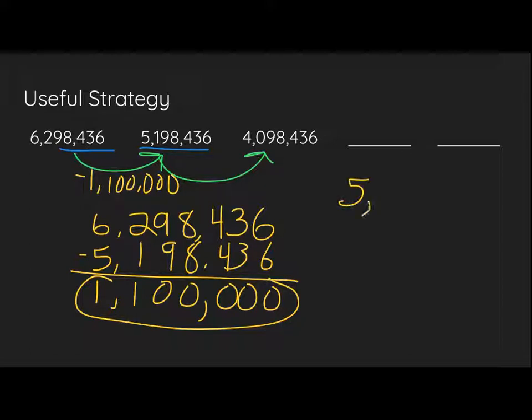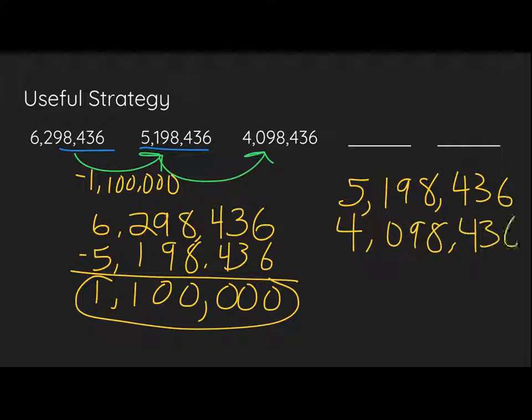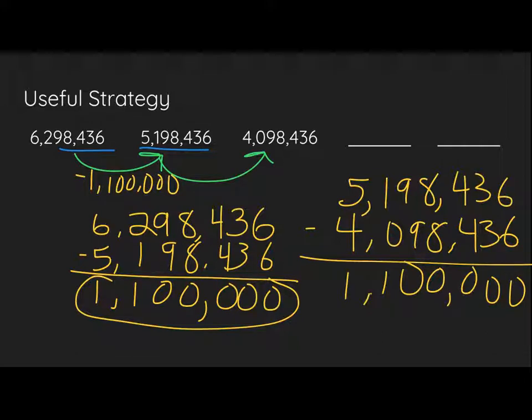So I'm going to subtract 5,198,436 from the next number, which is 4,098,436. It's always important to do the subtraction twice to make sure that the rule hasn't changed, because sometimes the rule can change. Well, here the rule has not changed. It has indeed gone down by 1,100,000.